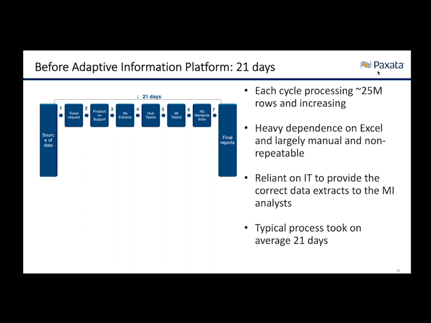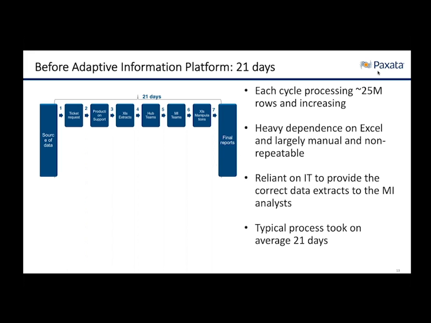This is their process in their organization before Paxata. And I bet most of you on this webinar have a process that might look something like this. They got their raw source data, the business teams put in a ticket, the production support team does Excel extracts, then the extracts go to one of the hub teams to review, then give it to one of the MI teams who do a bunch of spreadsheet manipulations, and finally they get their reports.